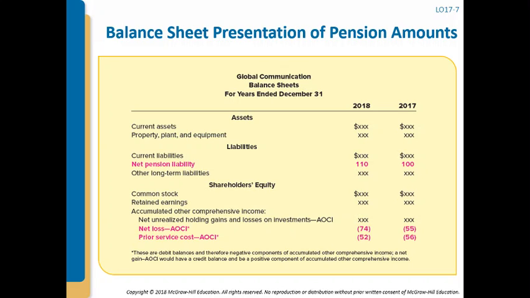And your balance sheet presentation would include your unfunded pension liability for 2018, 110 million. And then down there in shareholders' equity, those two amounts, your net loss AOCI and prior service cost AOCI would reduce shareholders' equity.